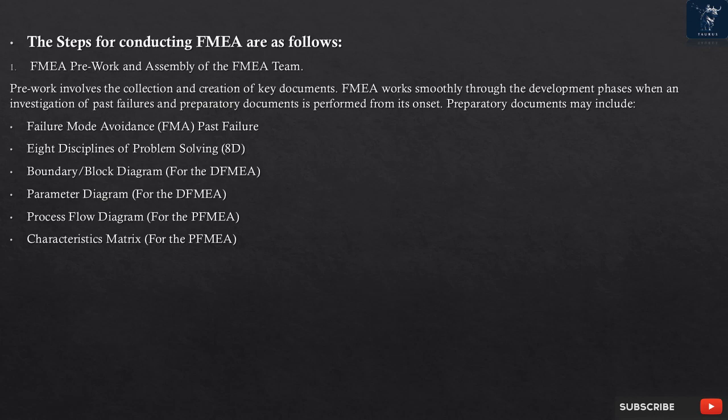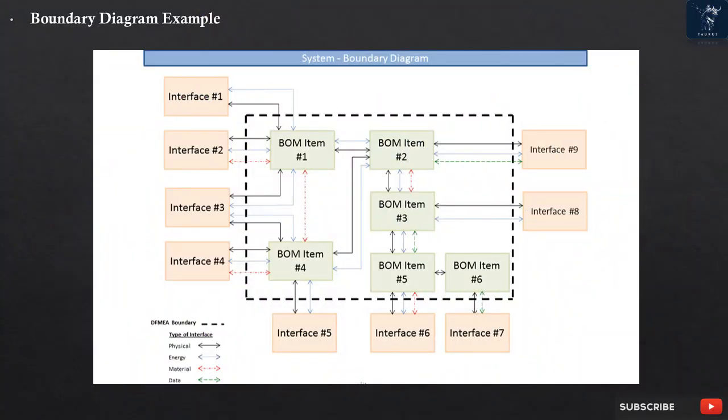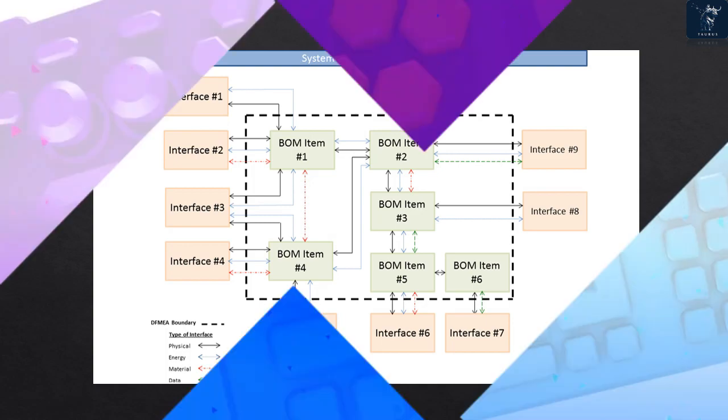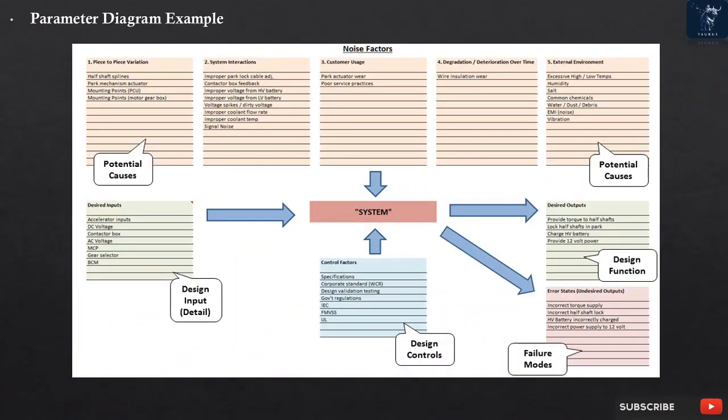8 disciplines of problem solving, 8D. Boundary/block diagram, for the FMEA. Parameter diagram, for the FMEA. Process flow diagram, for the FMEA. Characteristics matrix, for the FMEA. Boundary diagram example. Parameter diagram example.